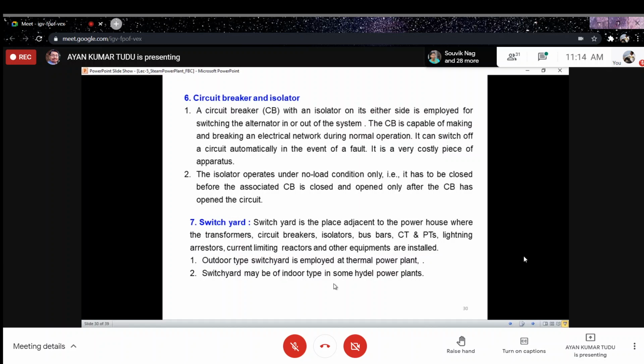Okay, and please remember the switchyard that I was saying. Again, the switchyard is the place adjacent to the powerhouse where the transformers, circuit breakers, isolators, bus bars, current transformers, potential transformers, lightning arresters, and the current limiting reactors and other equipment are installed. There are two types of switchyard. It may be an outdoor type switchyard, which is employed for a thermal power plant, and it may be an indoor type, which is present for some hydel power plants.